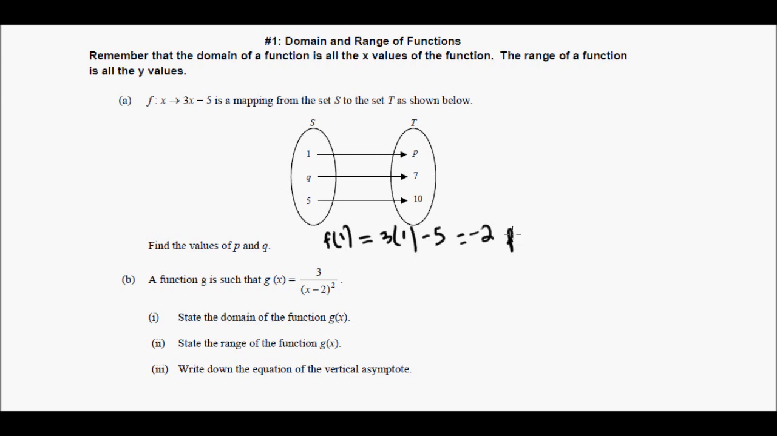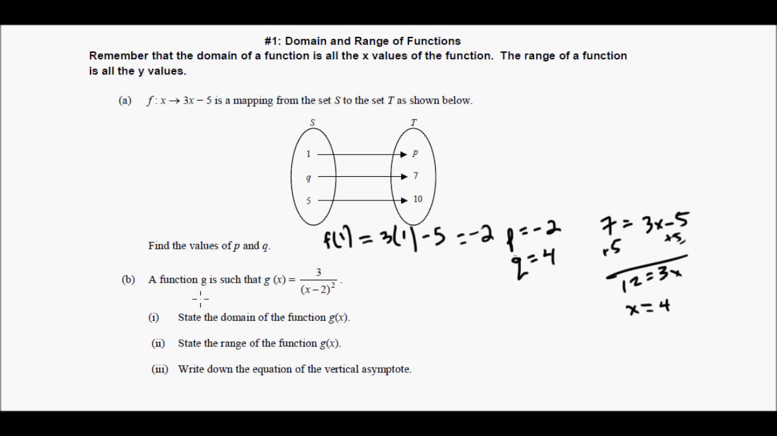And then this one, they actually give you the y value, so you just do 7 equals 3x minus 5. So we can just add 5 on both sides. Plus 5, you get 12 equals 3x, and so x is going to equal 4. Q is 4. Okay, so those are our two answers there. All right, now let's look at the second one.